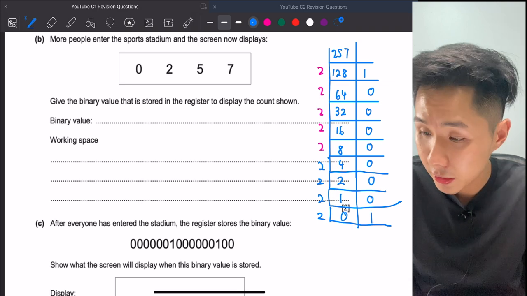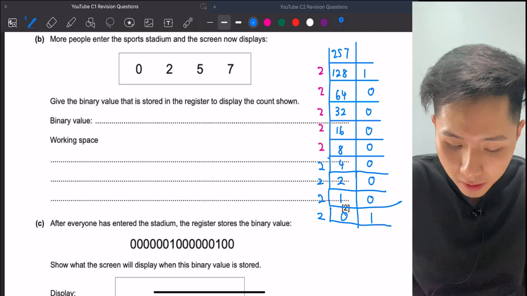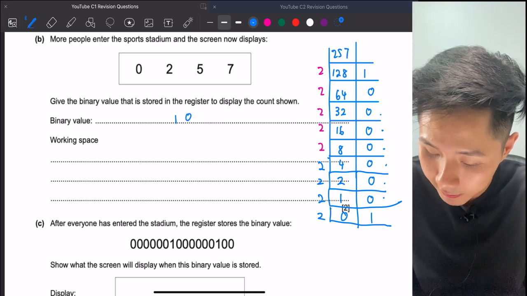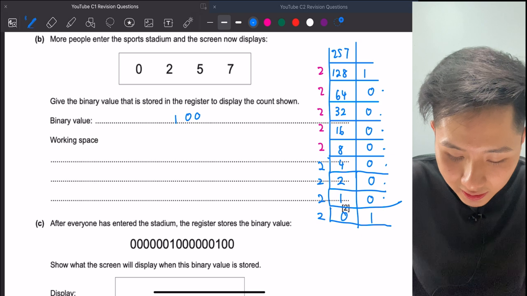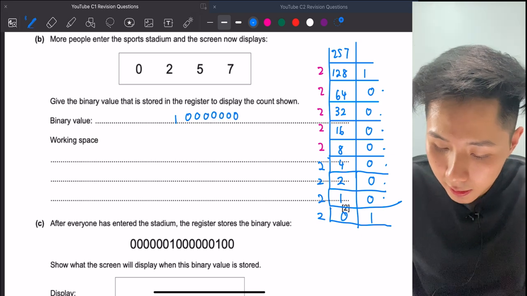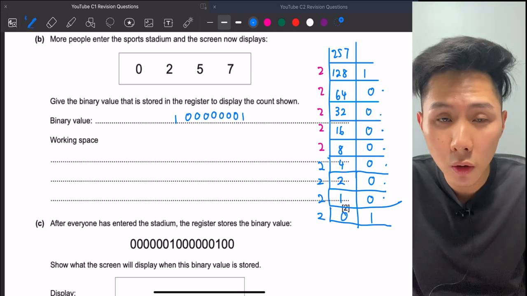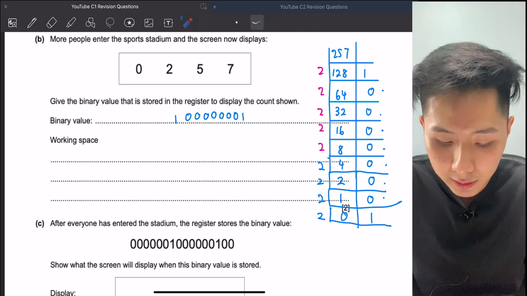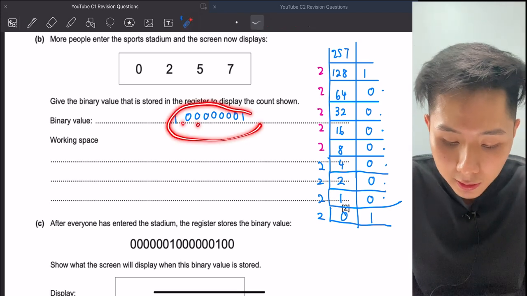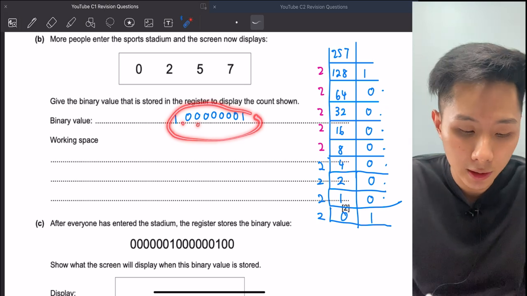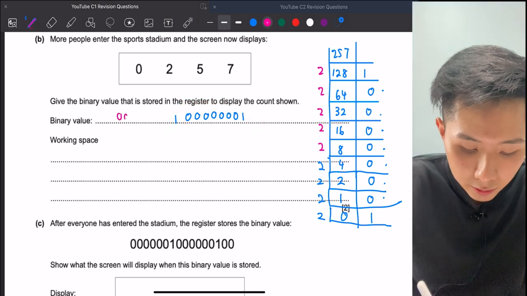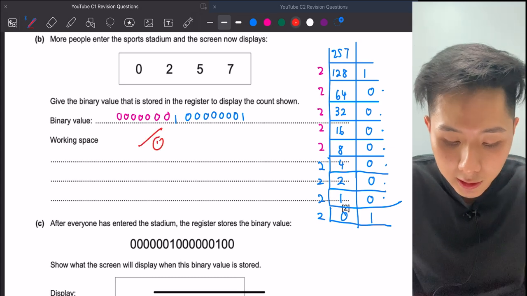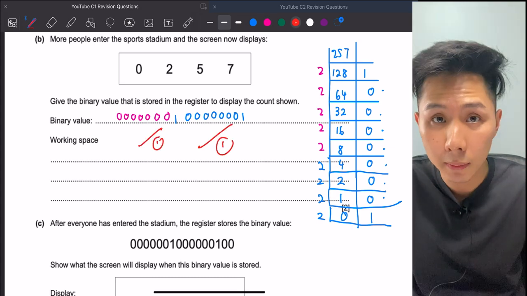So my answer should be, if I read from the bottom up, 1, 0, 0, 0, 0, 0, 0, 0, 1. Again, if you only put this as your answer, you'll only get 1 mark, because you need to add the leading zero. I got 9 bits here, which means I need to add 7 zeros in my answers. I'm going to add 1, 2, 3, 4, 5, 6, 7. So we get 1 mark by writing the leading zero, the other mark for writing the correct bits.